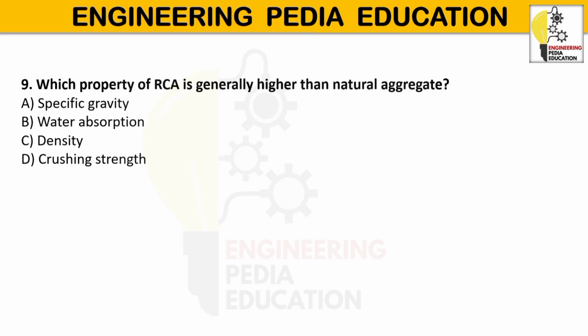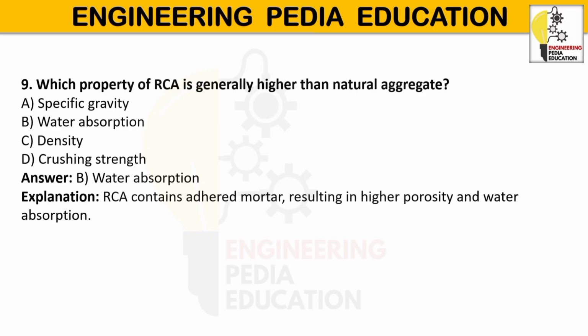Which property of RCA is generally higher than a natural aggregate? Specific gravity, water absorption, density, or crushing? So the correct answer is water absorption. RCA contains adhered mortar, resulting in higher porosity and water absorption.